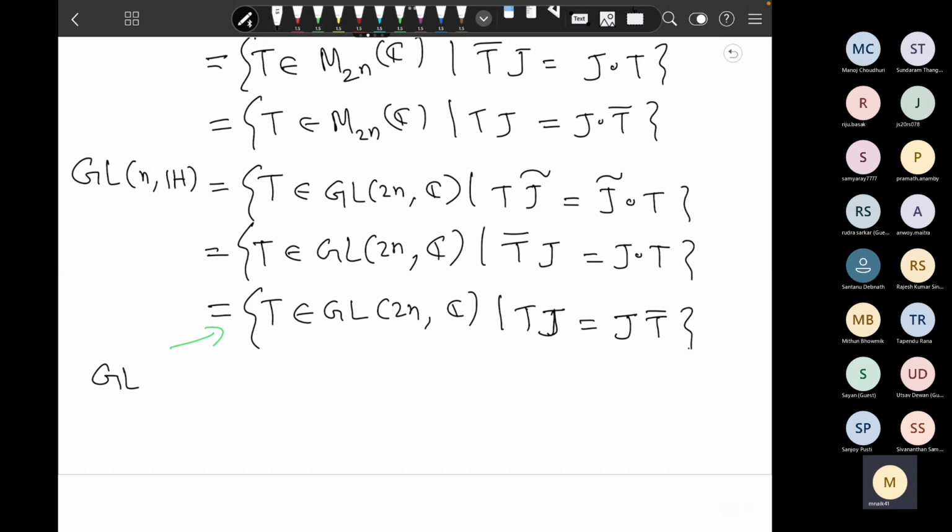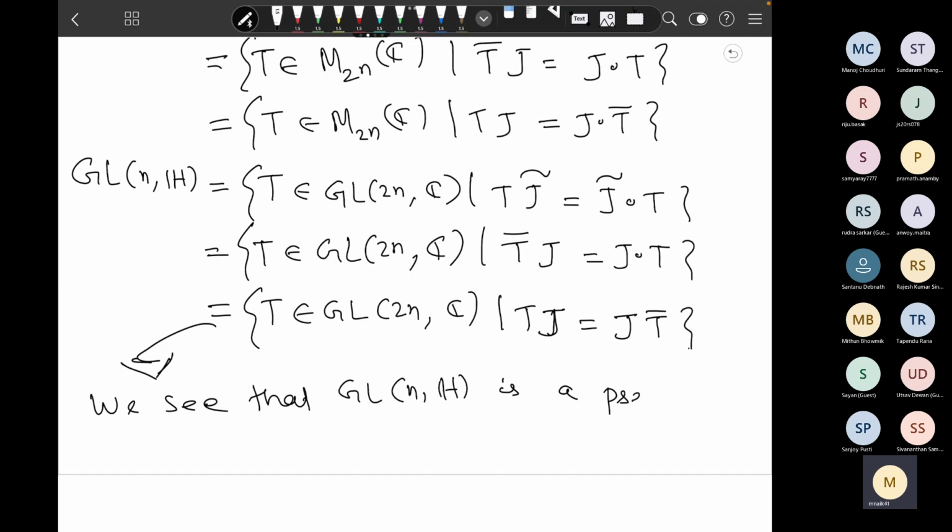So this says that, from here we see that GLNH is a pseudo-algebraic group, and a matrix Lie group.